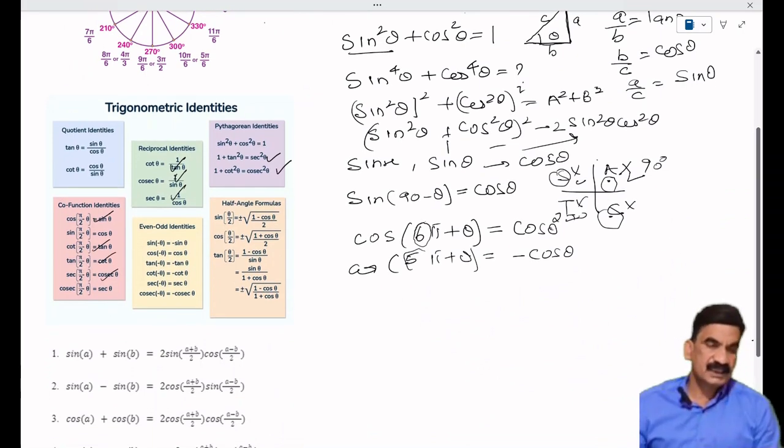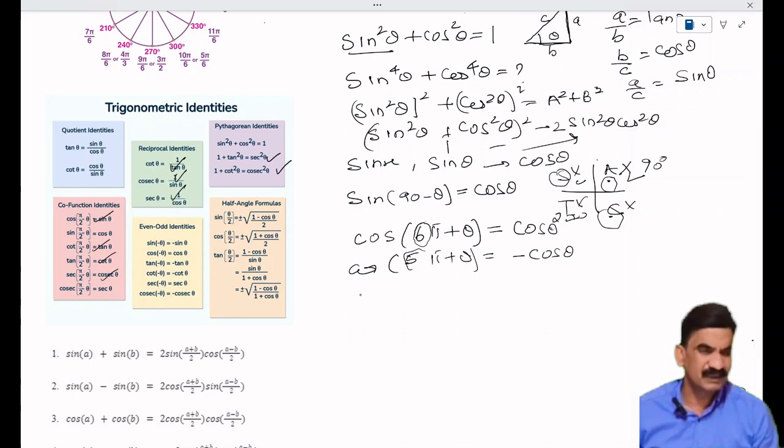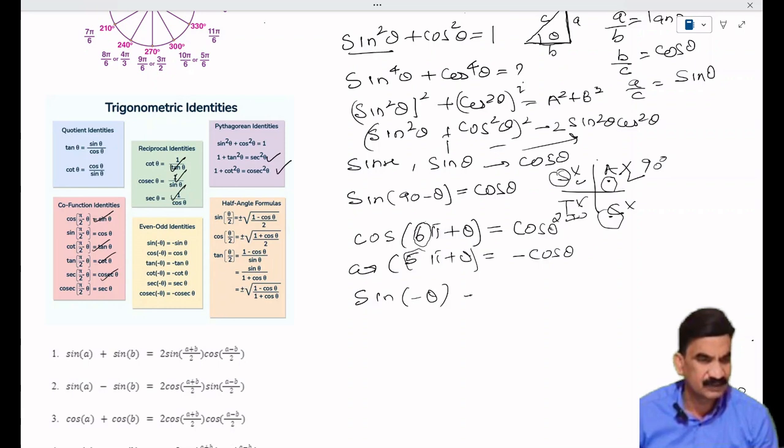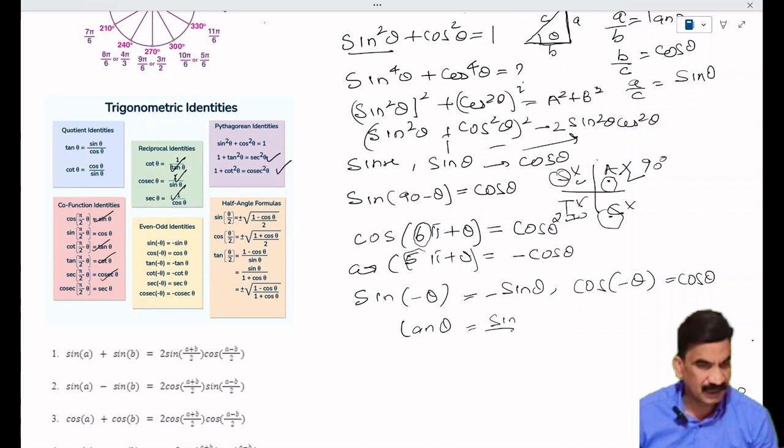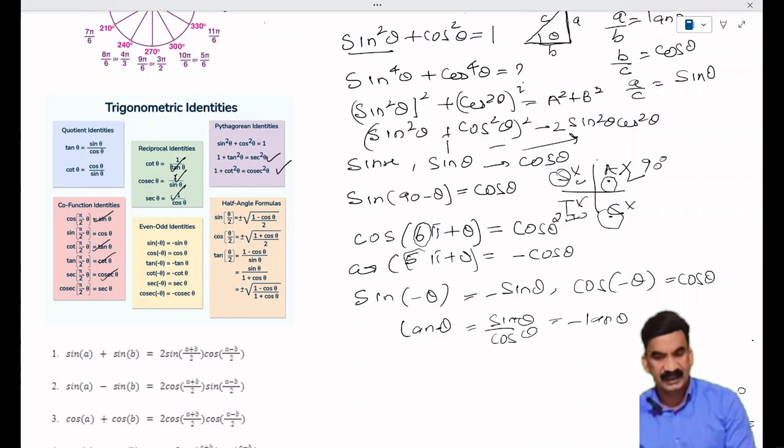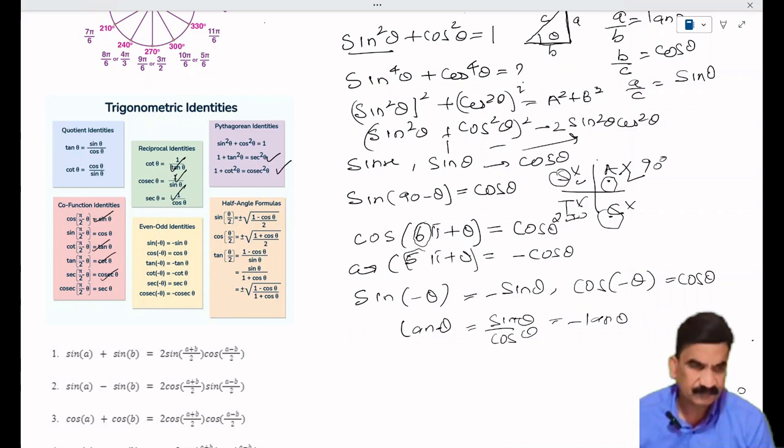Next, we could see some basic rules which are always followed, which is sine of minus theta is equal to minus sine theta, right? And cos of minus theta is equal to cos theta. From these two, we can infer that tan theta, which is equal to sine by cos of angles, right? Negative of this should be equal to minus tan theta. Please remember this. This will come handy to you.